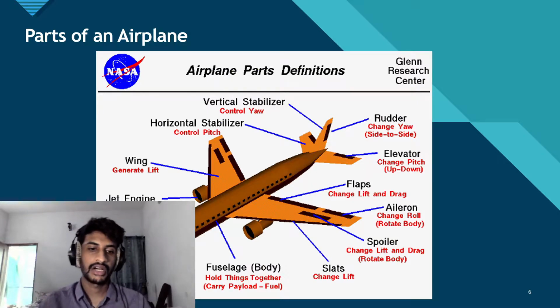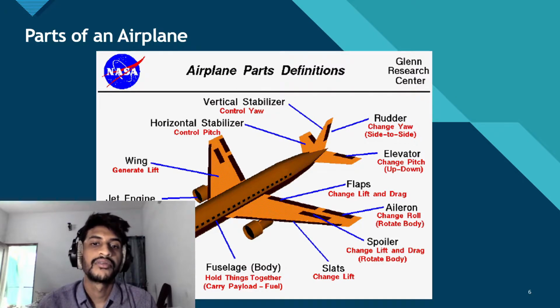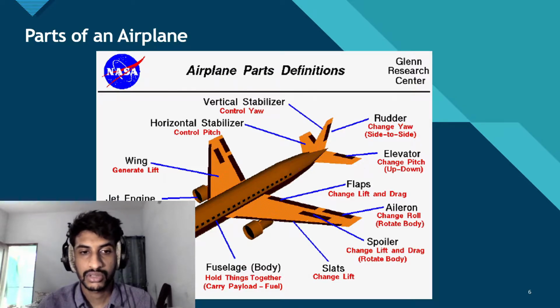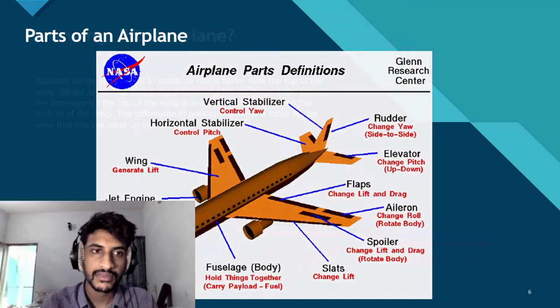The cockpit is the command and control center of the airplane, from where the pilot and the co-pilot operate the aircraft. The wing is responsible to generate the lift, and the vertical stabilizer is used to control yaw. Horizontal stabilizer is used to control pitch. The jet engine helps to generate thrust, which moves the airplane forward.